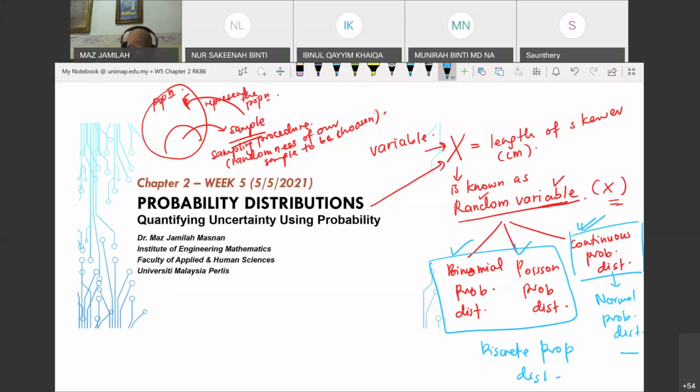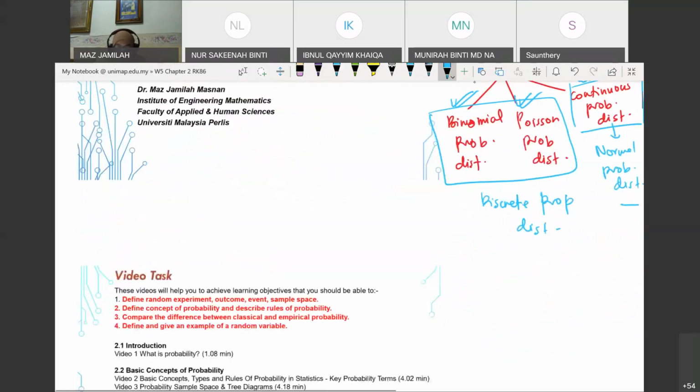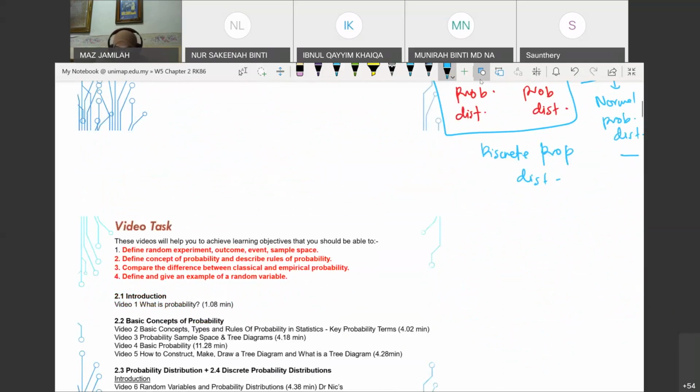Now, if you can see, the second sentence under probability distribution is quantifying uncertainty using probability. What does that mean? In order for us to talk about this random variable x, knowing that this x follows a certain probability distribution, there will be uncertainty for this particular x. There will be some uncertainty or certainty involved in that particular experiment involving our x. Let us look at some of the details regarding this topic.